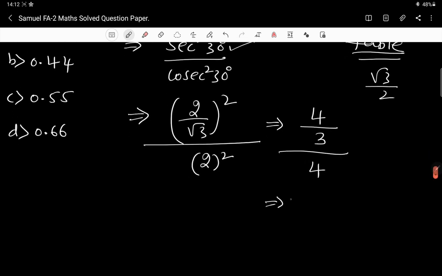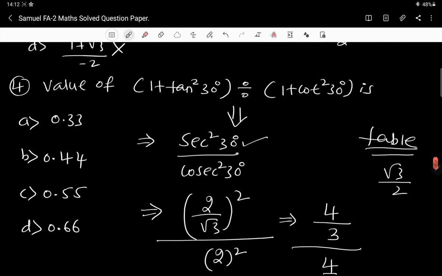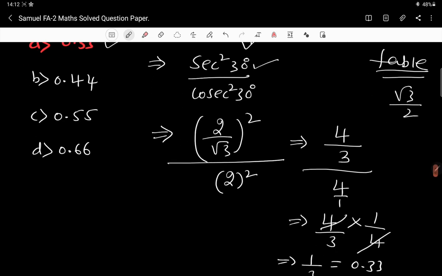So then afterwards I am going to have it as 4 by 3 into, so this is 4, no? So it becomes 1 by 4. Divided by 1 will be there, it becomes 1 by 4, 4 and 4 get cancelled and the answer is 1 by 3. 1 by 3 means 0.33, look at this. So here is the right option, so that is 0.33. So this is the right option.